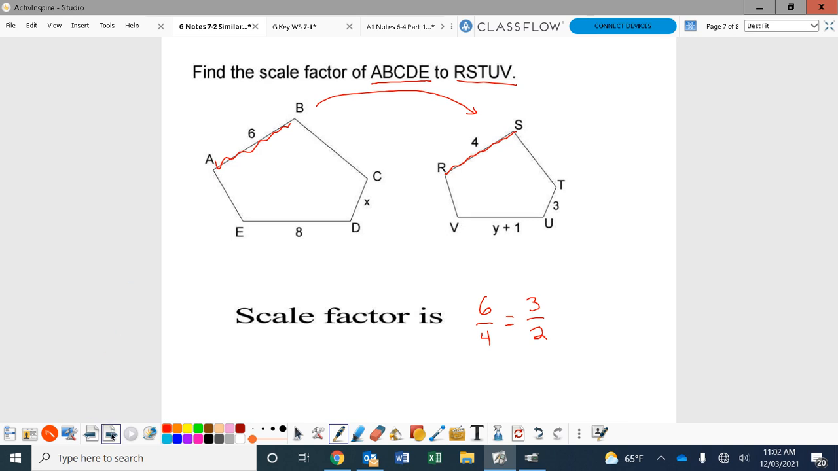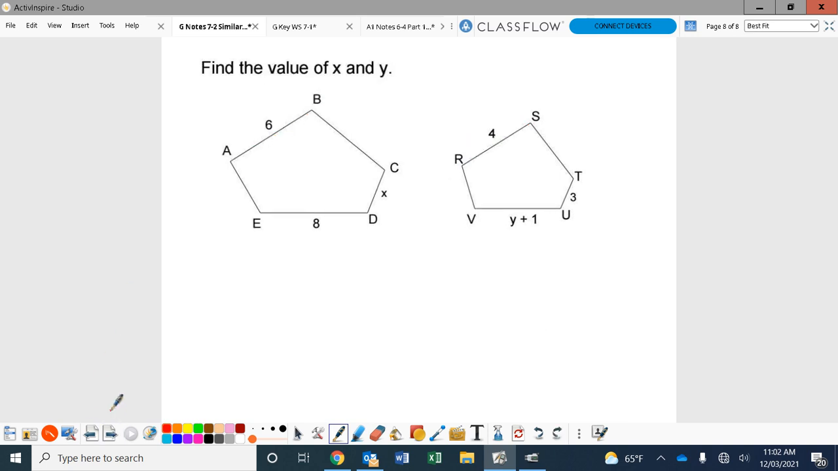This is the same problem. I just put it on the other side. This is the same exact problem, but we're going to use it to find x and y now. So we're going to use that scale factor, which is 3 over 2, and set it equal to, well, let's figure out what we'd set it equal to for x. If we went from here to here and did 3 over 2, then we got to go from here to here and put it as x over 3.